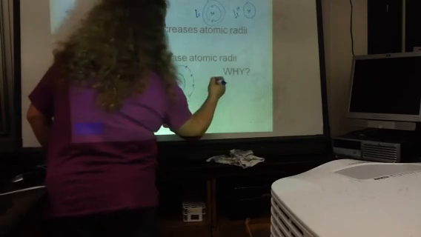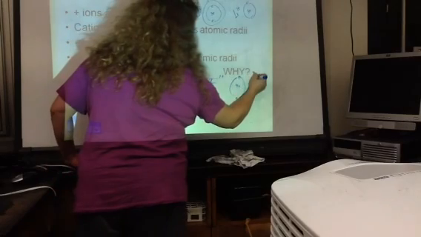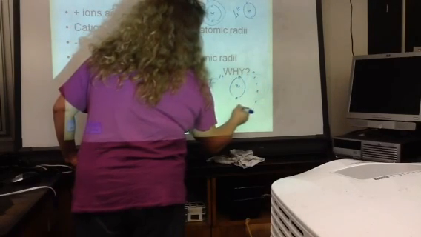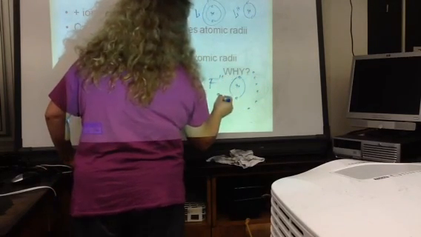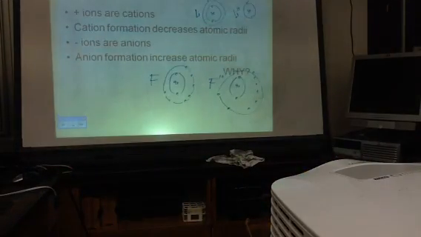Okay. When we form fluorine 1 minus, we still have 9 protons, and we now have 10 electrons. My drawing is terrible, but that's okay. And it gets fluffier. So why, when we form a positive ion, does the atomic radius decrease? When we form a negative ion, it increases. How can you explain both of those things in one fell swoop?